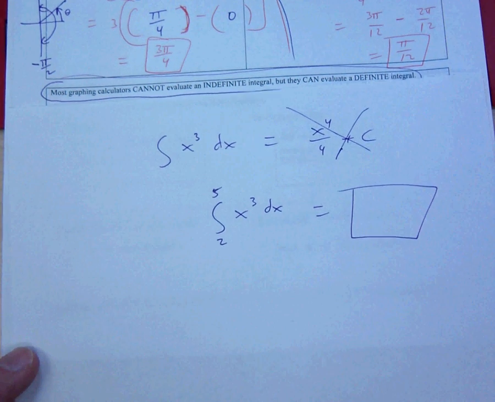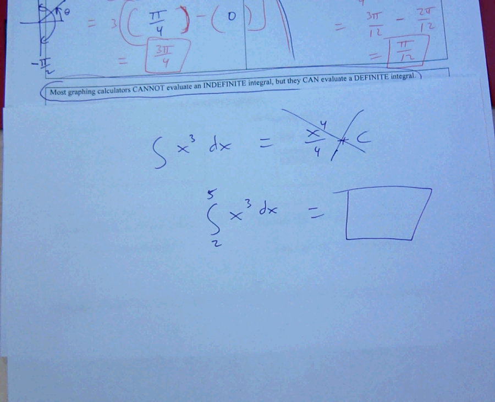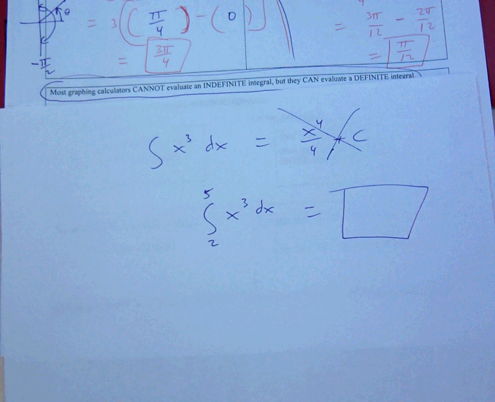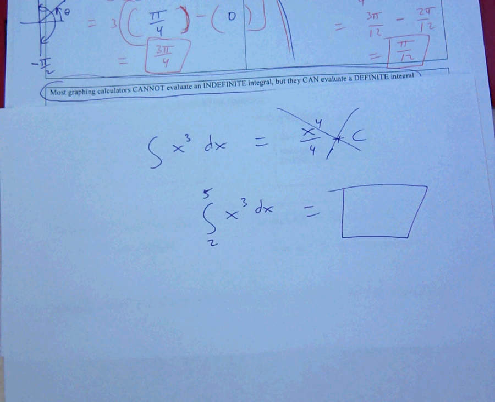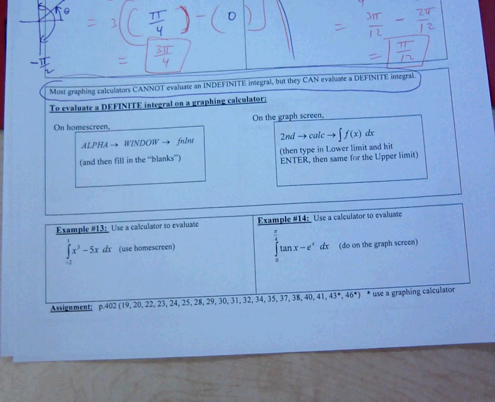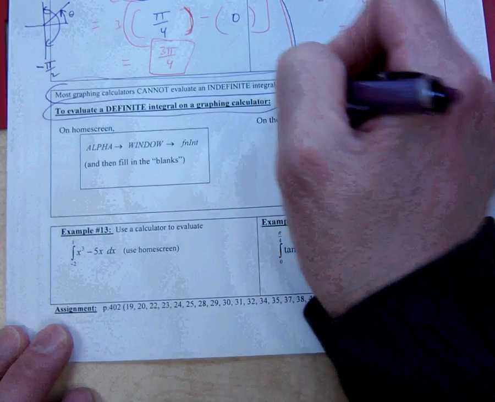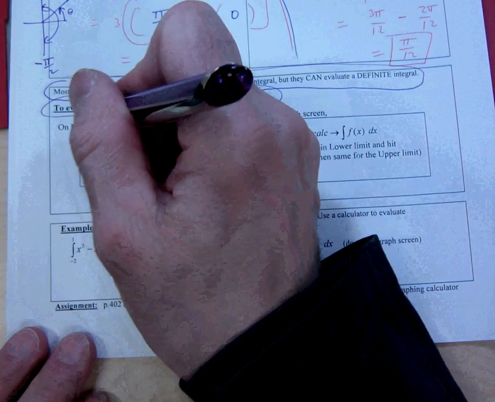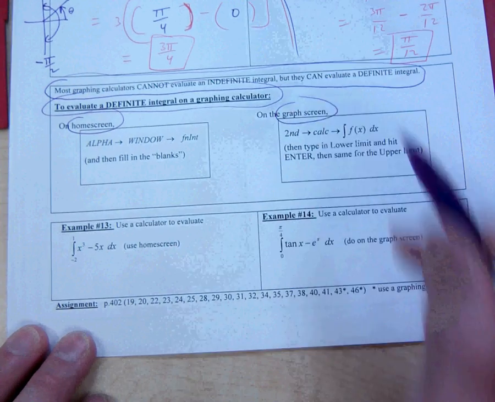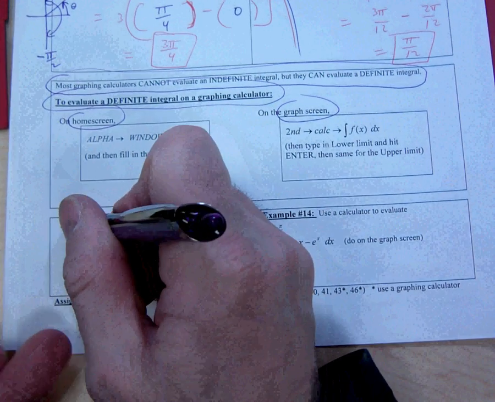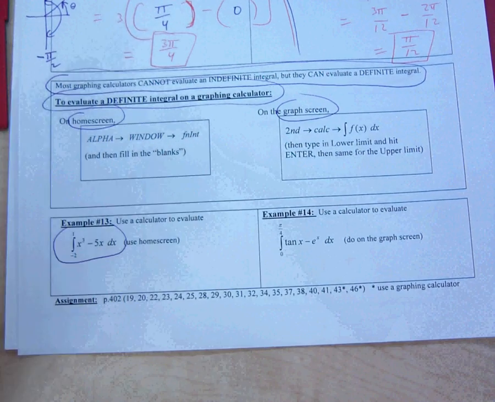Okay? All right, TI-83 is fine. All right, or TI-84, whatever. All right, so you understand what your calculator can and cannot do? Yes? Okay. So it can do a definite integral, and this is how you do it. Ready? There's two ways. There's a home screen method and there's a graph screen method. Let's do the home screen method first. And let's just go ahead and do this, right? Ready?